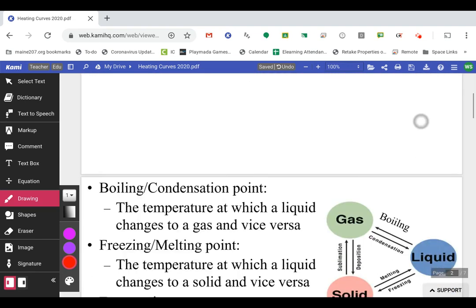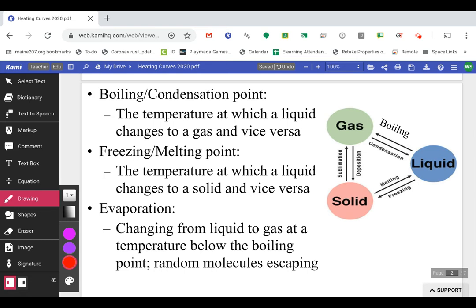First things first, the phase changes you need to know. Boiling and condensation. So boiling is liquid to gas, condensation is gas to liquid. The boiling and condensation points are specifically the temperatures that this phase change occurs. Now, for something like water, it's 100 degrees Celsius. You heat water up to 100, it boils. You cool steam down to 100, it condenses.